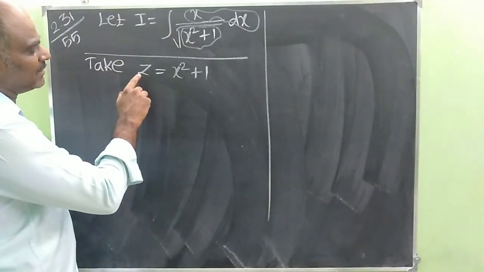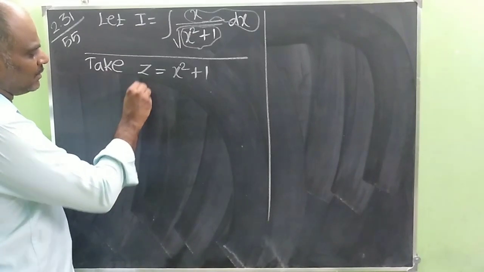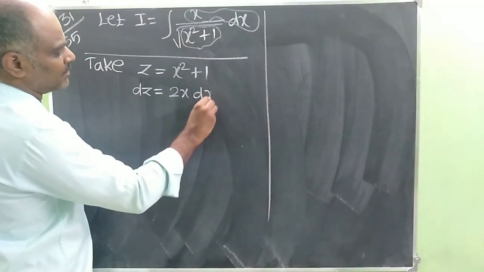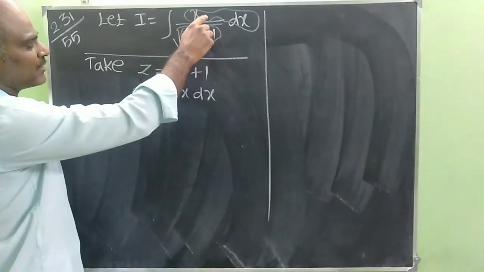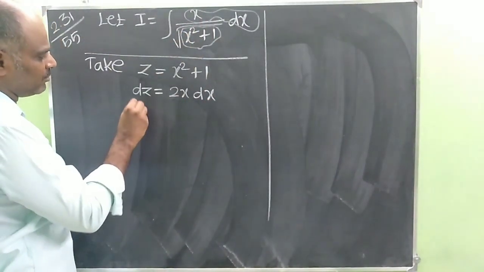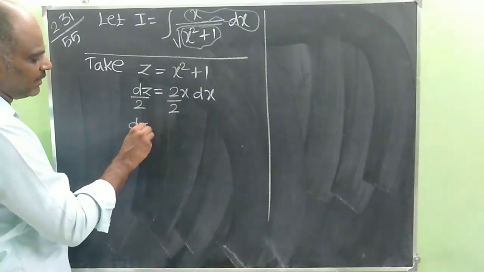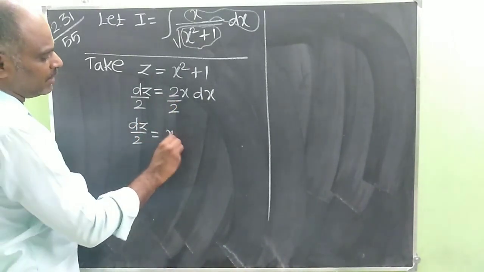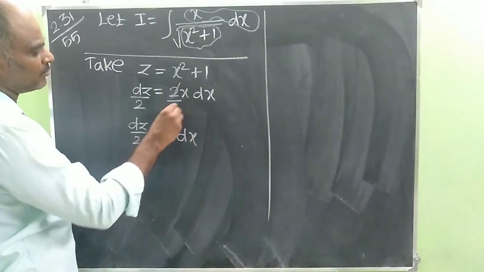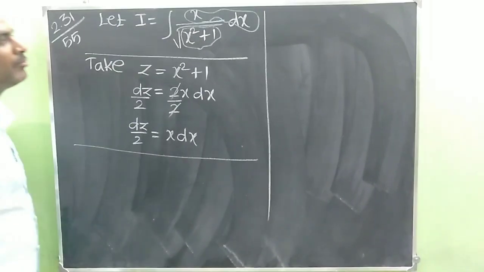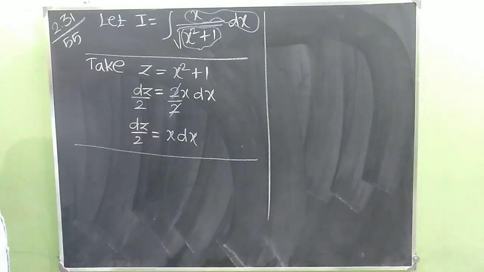Next, derivative of this z with respect to x: dz equal to 2x into dx. Here x dx only, so cancel this 2, divide by 2 on both sides. We get dz by 2 equal to x into dx. So we reduced this integration into the new variable z.